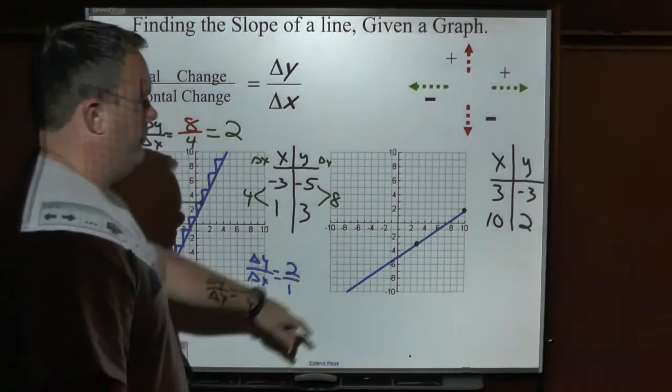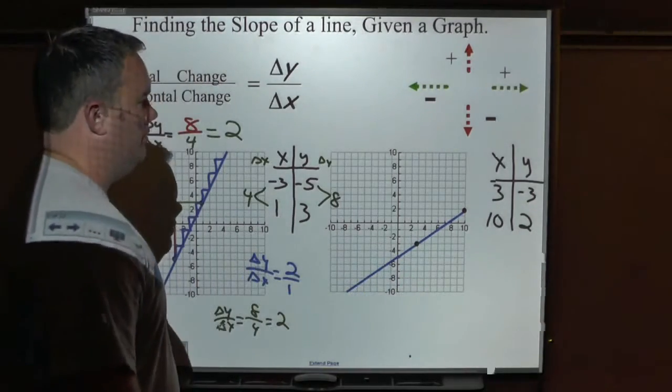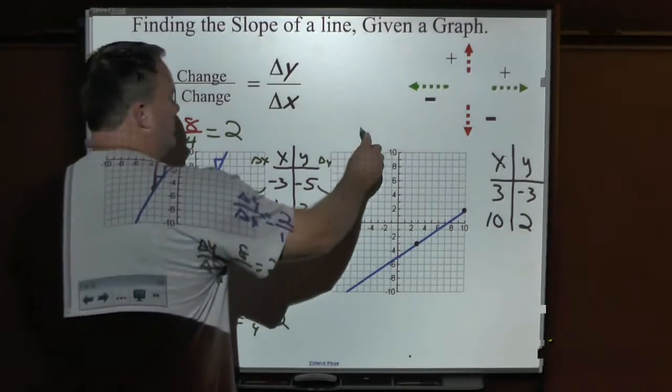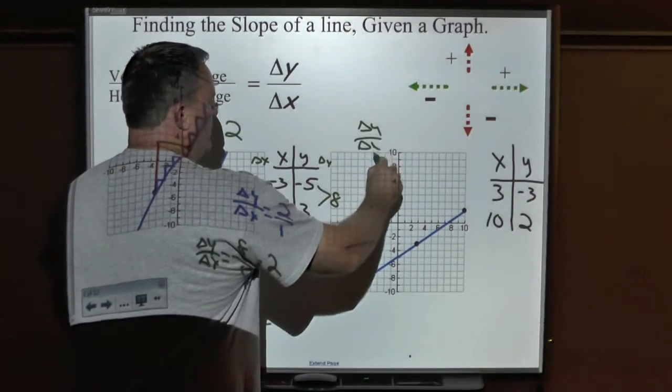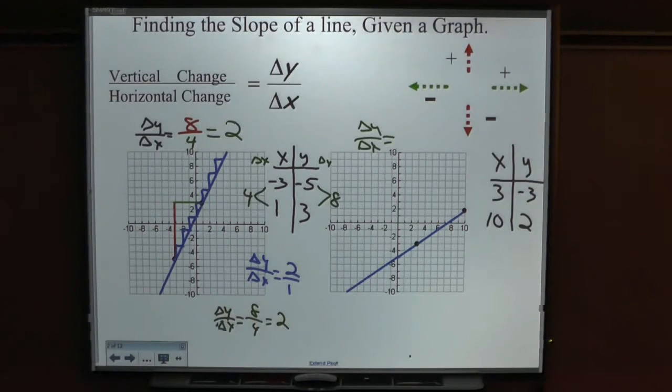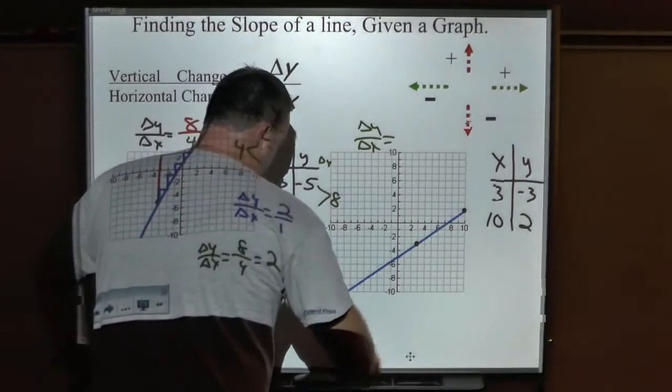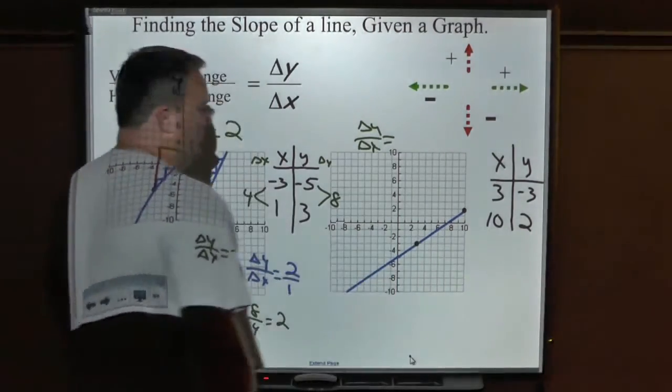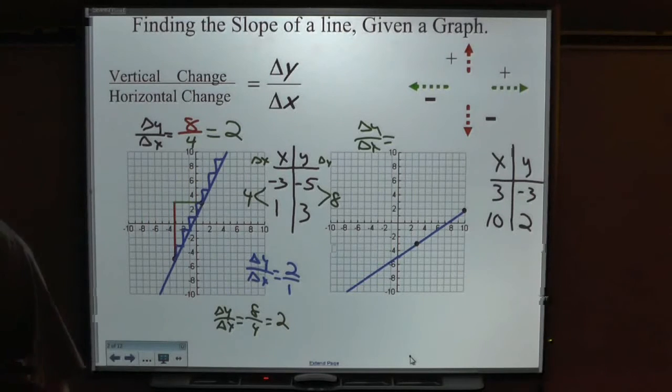Well, we got 3, -3, and then 10, 2. So, we're asked to find the slope of this line. So again, change in y over change in x. We'll write that down a lot. You'll see it's on your paper as you have now. Whenever we do these, we start at the point farthest to the left. This is going to make things a lot easier when you have to find these. And we will always find the vertical change first.